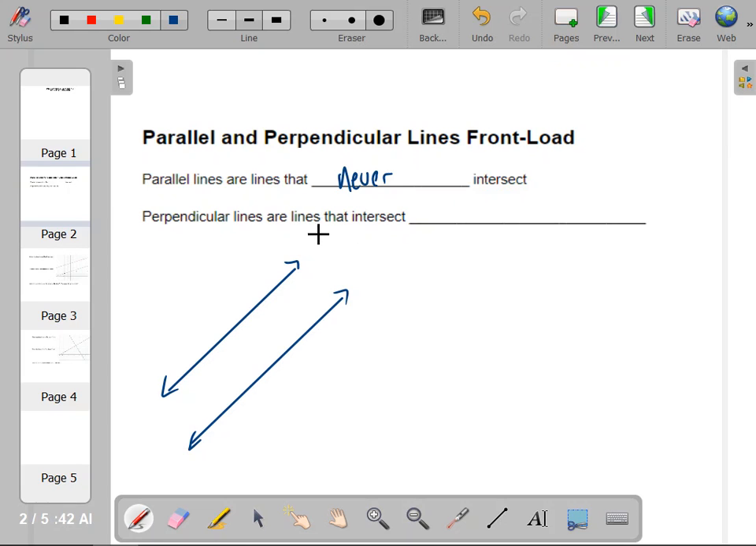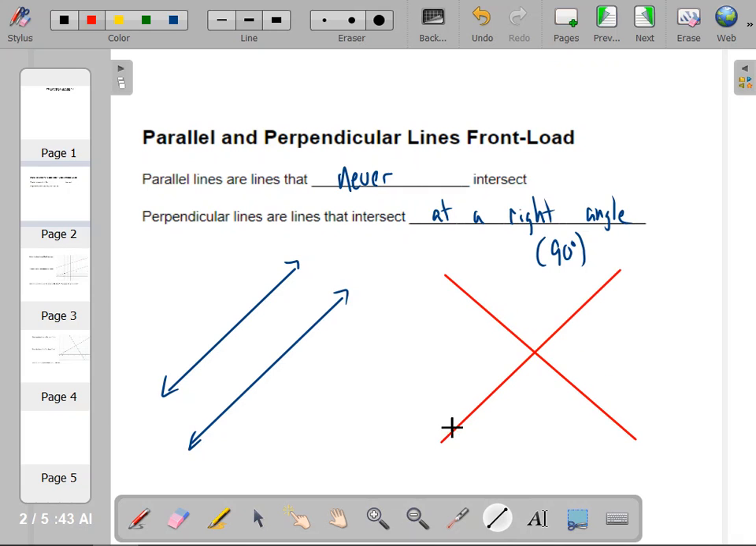Perpendicular lines are lines that do intersect, but they intersect in a very special way. We're going to say at a right angle. They form a right angle, which, if you don't remember what a right angle is, is a 90-degree angle. Now you have to be very careful with both of these because sometimes the picture is not exactly what you think it should look like. So when I say right angle, a right angle forms a 90-degree angle. You guys have seen this symbol before. That means it's a 90-degree angle. Think of the corner of a square.